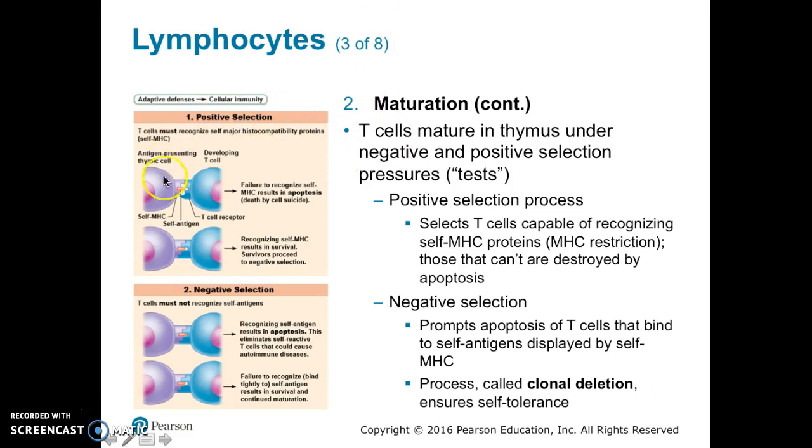All right, so we have to get through the positive selection. So we want to be able to recognize the self-MHC in the positive selection. If it recognizes that, then it goes on to the negative selection. In the negative selection, the T cells must not recognize self-antigens. So you want to recognize the self-MHC, but not the self-antigen.